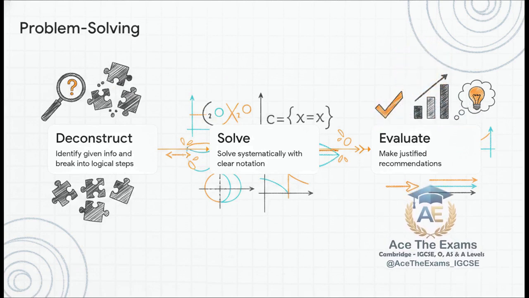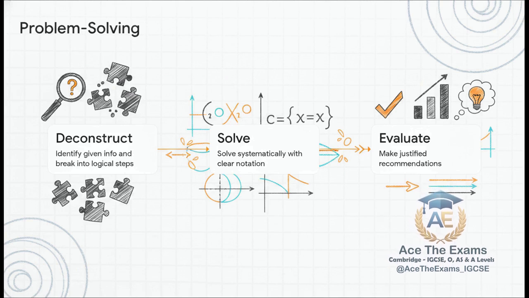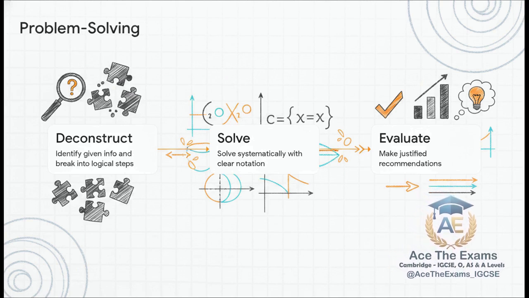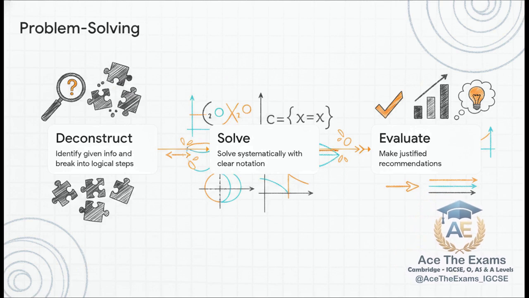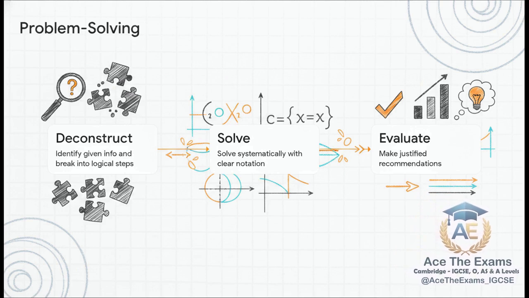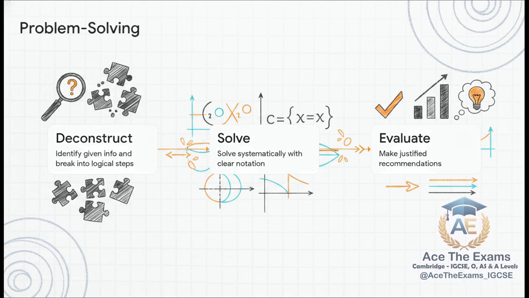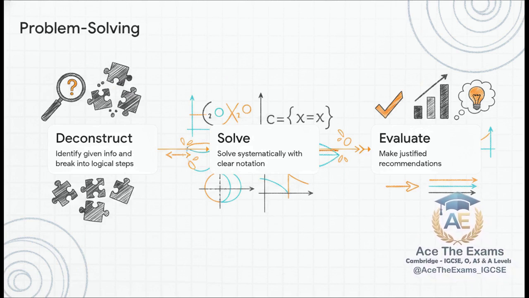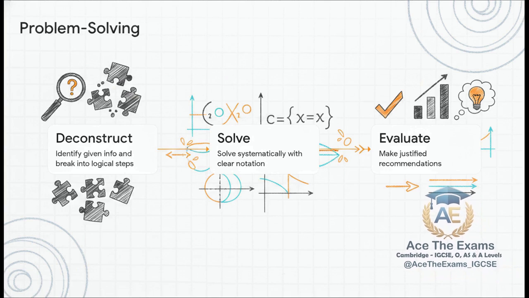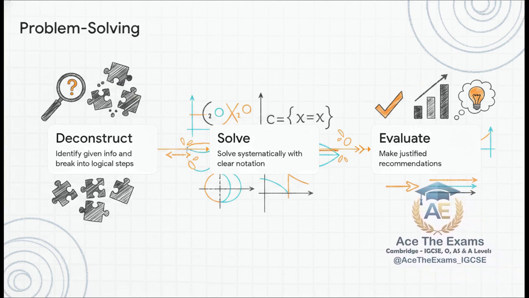First, deconstruct the question to identify the given information and break it down into logical, bite-sized pieces. Second, solve it systematically using clear, undeniable notation. Third, evaluate your work. Actually take a second to make justified recommendations or conclusions based on what you just solved. This simple 3-word mantra ensures your routine flows logically from start to finish.